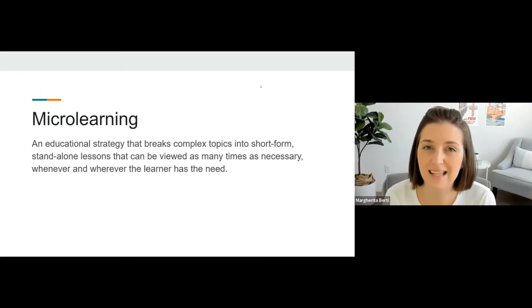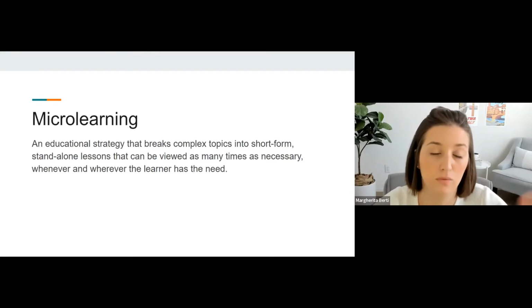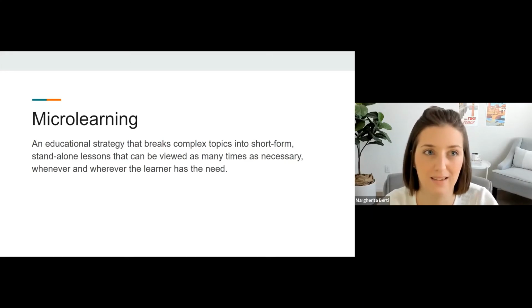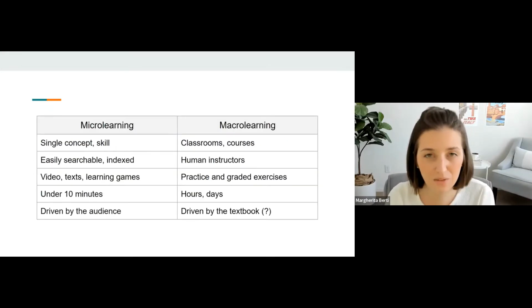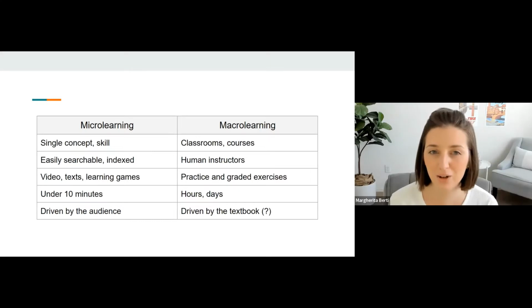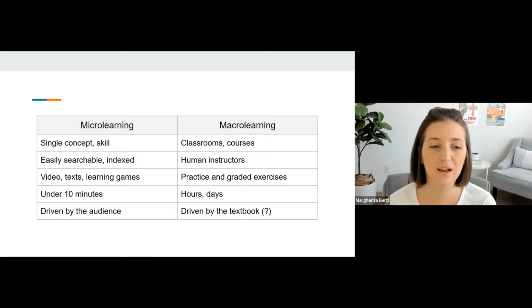What is it? It is a strategy that we can use to break complex topics into short-form standalone lessons. And these lessons can be viewed as much as the learners need to view them. The nice thing about microlearning is that it is bite-sized content that we can provide to students, and they can watch it anytime, anywhere.